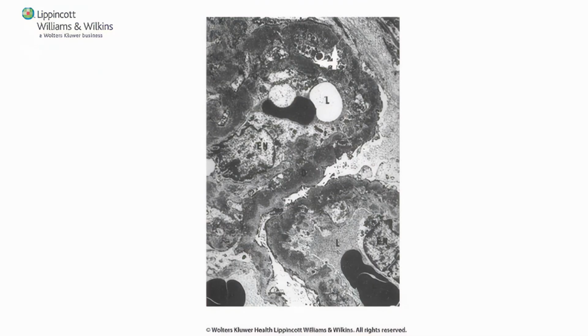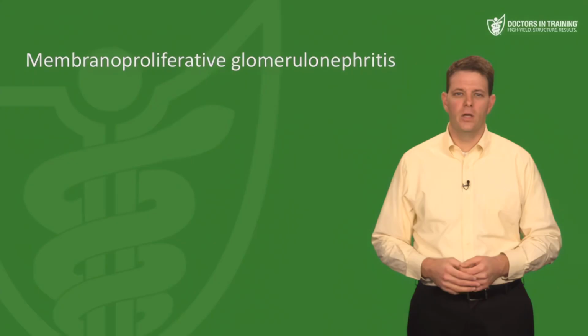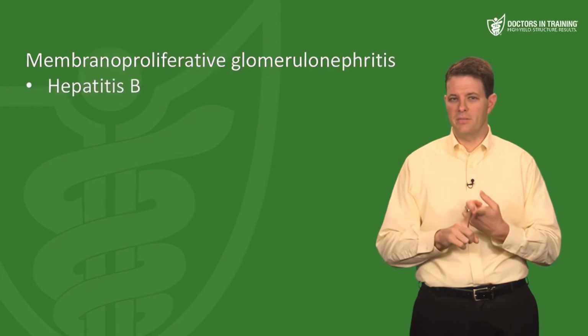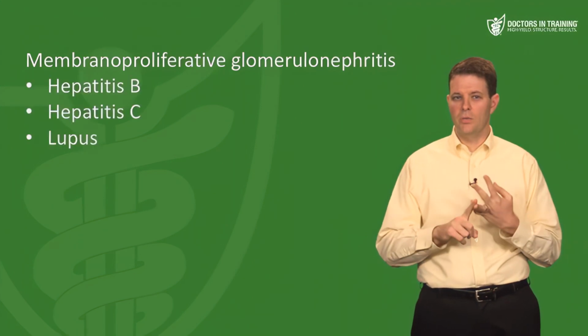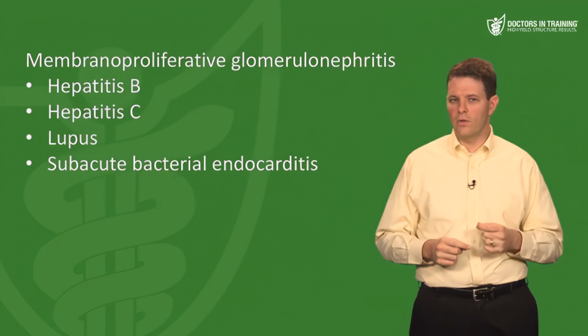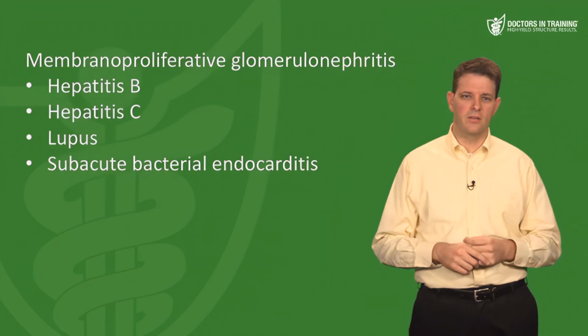And here on electron microscopy, you can see the doubled up basement membrane at the top and that tram track appearance. And then toward the center, there are these dark immune deposits along the basement membrane and also in the mesangium. You also need to know several diseases that can lead to MPGN, which include hepatitis B, hepatitis C, lupus, and subacute bacterial endocarditis. Make sure you know all four of those, especially subacute endocarditis.